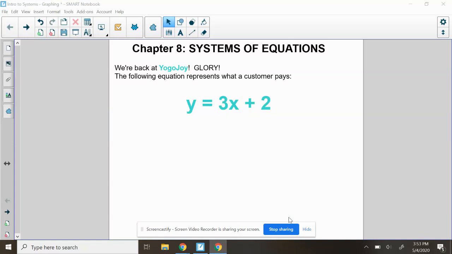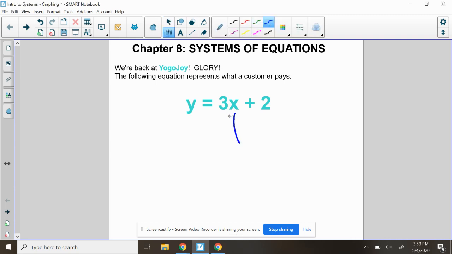In this video, I'm going to give you a quick introduction to a concept called systems of equations, as well as one of the ways that we can solve systems. What I first want you to do is take yourselves back to chapter 6 and the glorious days of frozen yogurt when we looked at Yogo Joy and an equation that was quite similar to this one.